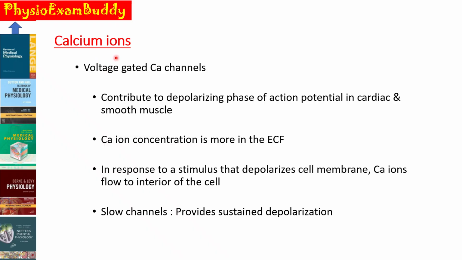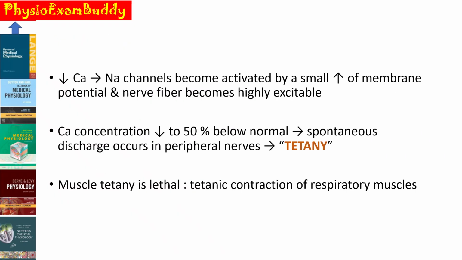Next, about the calcium channel. In addition to the sodium and potassium, there are certain voltage gated calcium channels also in the nerve action potential, which will be contributing to the depolarization phase of the action potential in the cardiac as well as smooth muscles. And this calcium ion concentration is more in the extracellular fluid. So in response to a stimulus that depolarizes the cell membrane, the calcium ions will flow into the interior of the cell, and they are basically slow channels which provide sustained depolarization.